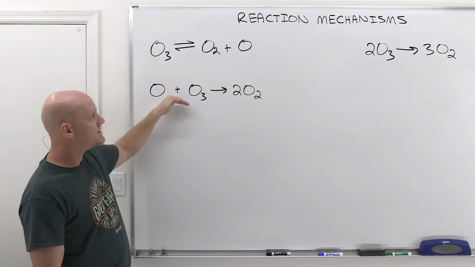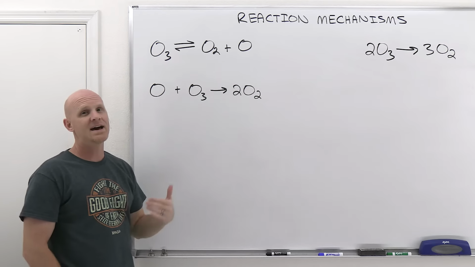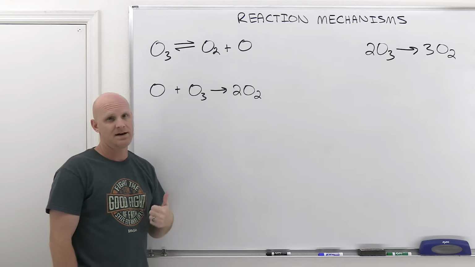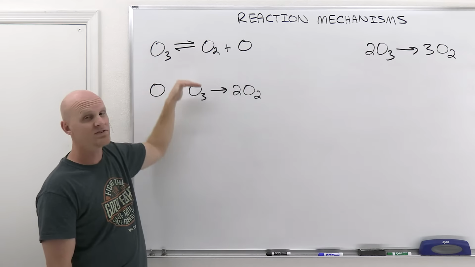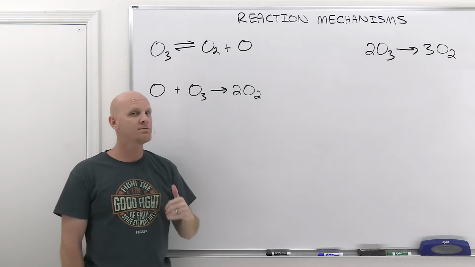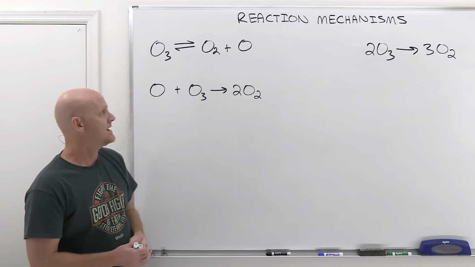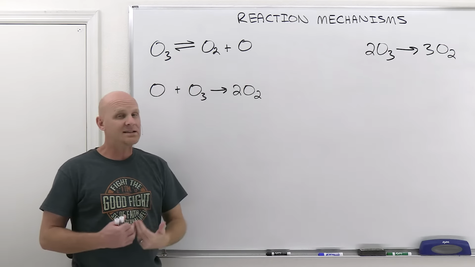All right, so when you're given a mechanism, the first thing you should know is that every step in a mechanism is an elementary step. And it turns out when you've got an elementary step, you can just look at the coefficients of the reactants and figure out the rate law. And again, you can only do this for elementary reactions.